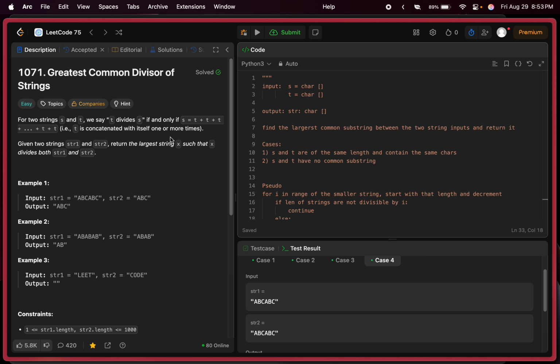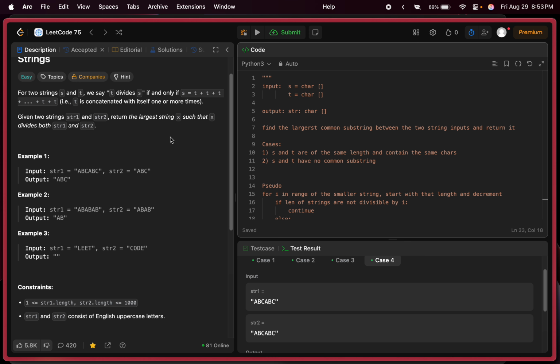ABC. If string 1 is AB, AB, AB, then string 2 would be AB, AB. And for the final example, we have one where it would return nothing, because there is no common substring, where string 1 is lead and string 2 is code.